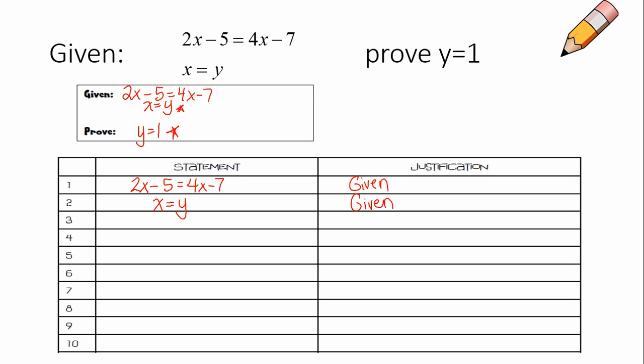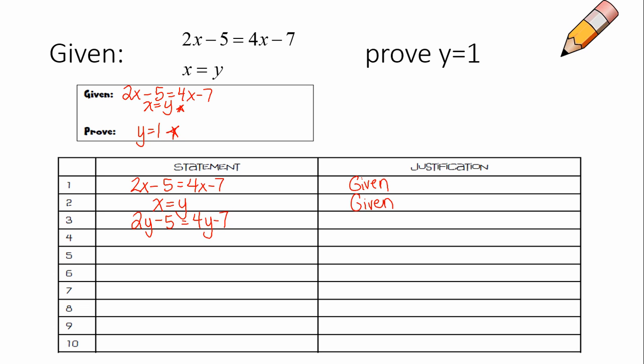So we have the equation 2x minus 5 equals 4x minus 7, and we also know that each x is the same as, or equals, the y. Well, notice what we want to prove has a y in it: y equals 1. So my given equation that I'd want to solve, I don't want it to have x's in it. I want it to have y's. So I can change every x into a y because step 2 says that x's are the same as y's. So we'll go ahead and change every x into a y.